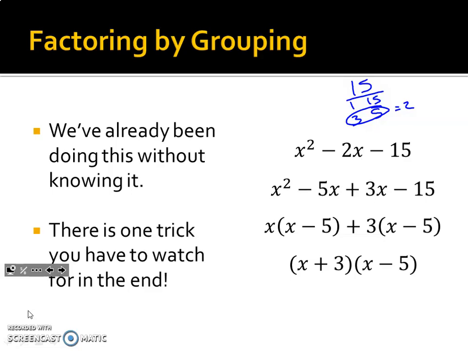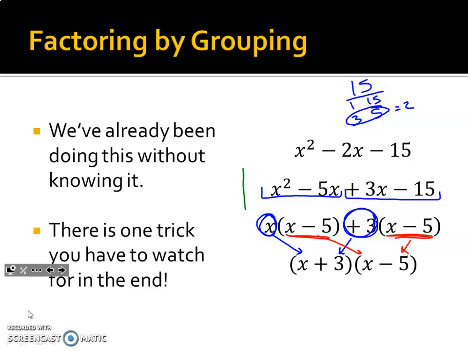Negative meant that these signs were different, and we needed them to be a negative 2. So if I had a negative 5 and a positive 3, then that would give us the right answer there. We looked at our first two. We pulled out a common term for our first two. We looked at our second two. We pulled out a common term for our second two. The numbers that were out in front, those became one of our factors. The other factor, the one that was left over, became the second factor.